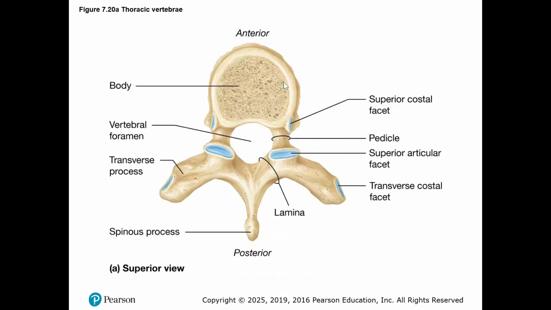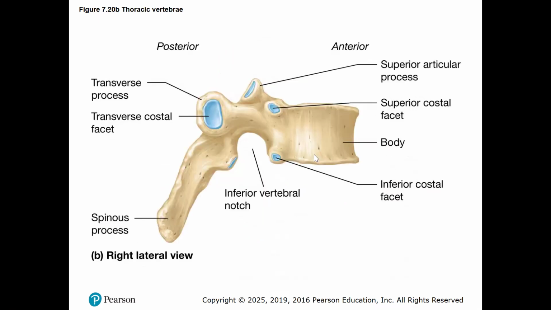Okay. Then when we look at a typical superior view of a thoracic vertebra, notice how the body is getting larger. Notice how the vertebral foramen is more circular, and you begin to have what are known as these facets. You have a superior costal facet and a transverse costal facet, where the ribs are going to articulate with the vertebrae. So that's where you begin to see that articulation with the costals.